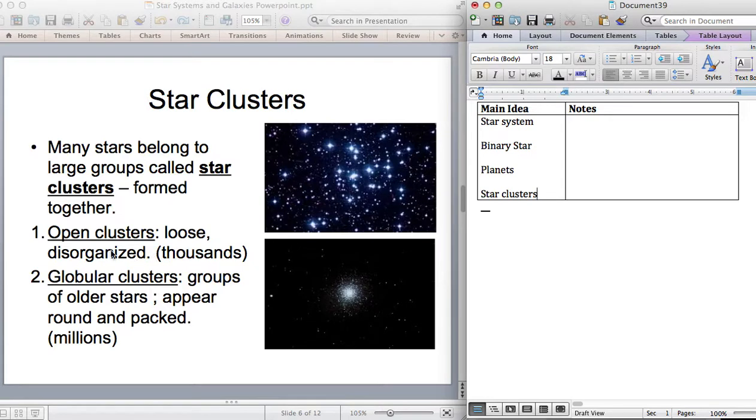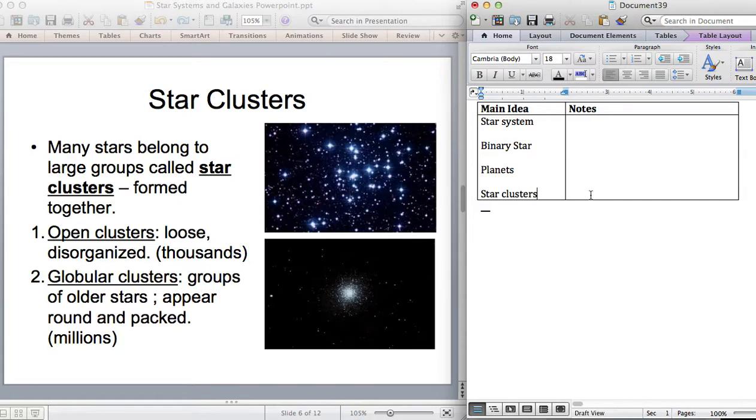We have two types. We call them open clusters. These are big, loose, disorganized clusters. And then a globular cluster is groups of older stars that appear round and packed. So why would a younger cluster like this be open, while a globular cluster like that, an older cluster, be more rounded and packed together?